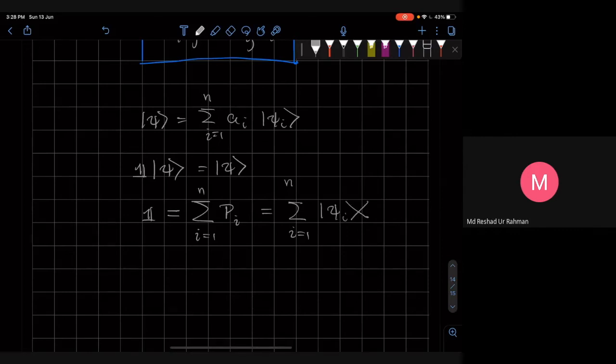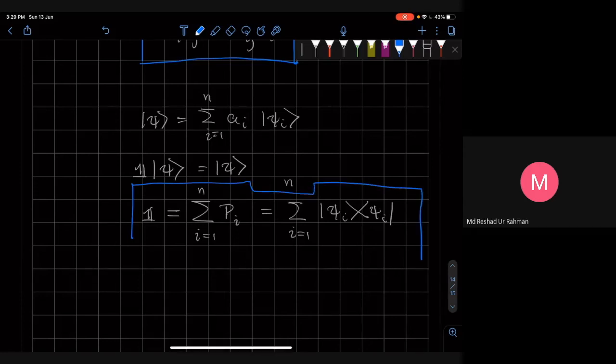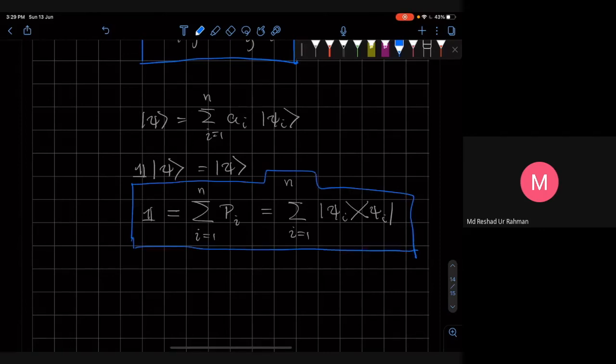Again, something that you want to show. If it's not obvious to you, don't worry. When I first learned these things, they were not obvious to me.